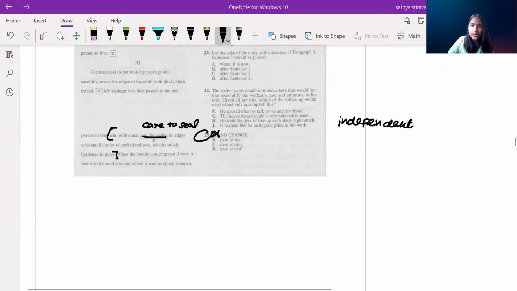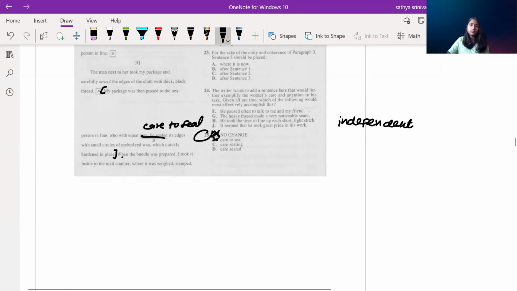So all I'm saying here is that if we replace this with "care to seal," it would be: my package was then passed on to the next person in line, who with equal care to seal its edges with small circles of melted wax, right? That's not really a complete sentence, right? It's a dependent clause now. If we had "care to seal" here, this whole thing would become a dependent sentence. It can't be a sentence on its own. So B would be wrong.